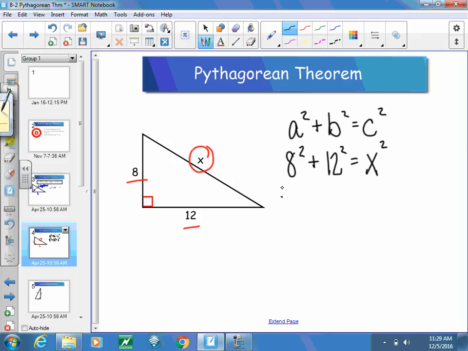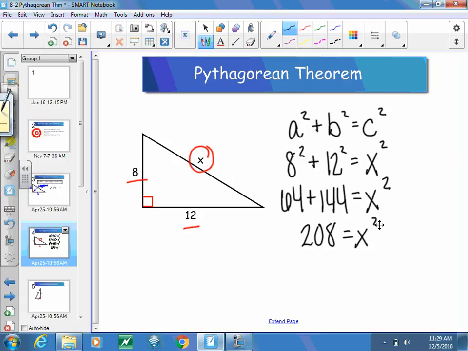All right, so we're going to go ahead and solve this out. If we take 8 squared, which is 64, and we take 12 squared, which is 144, and then we add those two together, that equals x squared. So I'm going to get 208 is equal to x squared. Now, to get rid of that square, I can take the square root of both sides. This would give me x is equal to plus or minus the square root of 208.